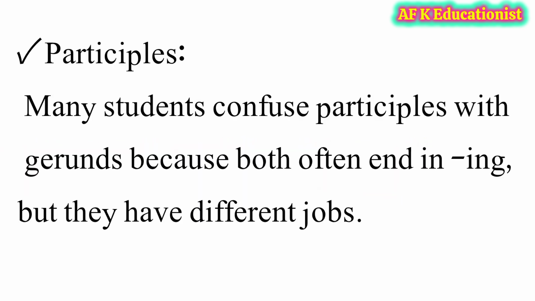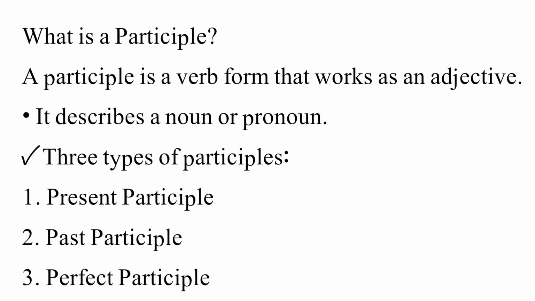participles. Many students confuse participles with gerunds because both often end in ing, but they have different jobs. Let's understand them step by step. What is a participle? A participle is a verb form that works as an adjective. It describes a noun or pronoun.